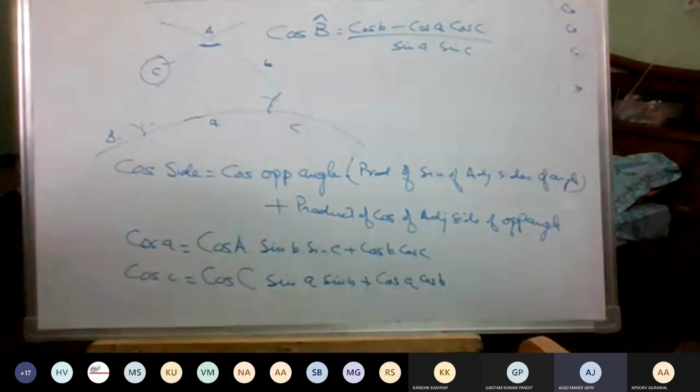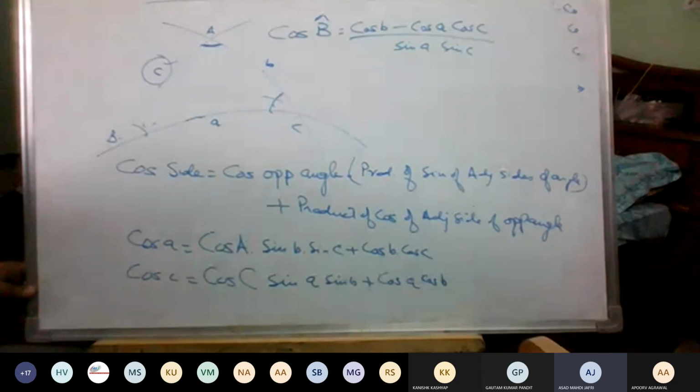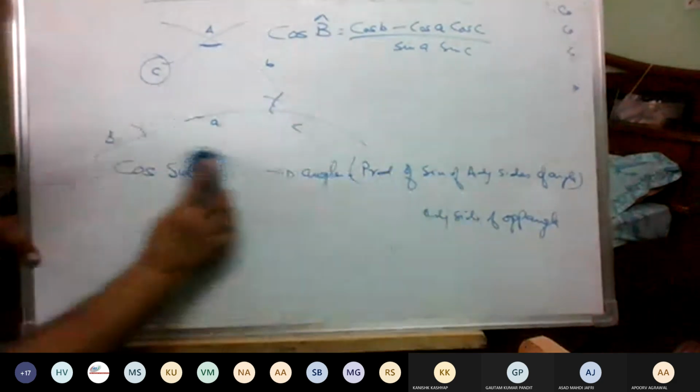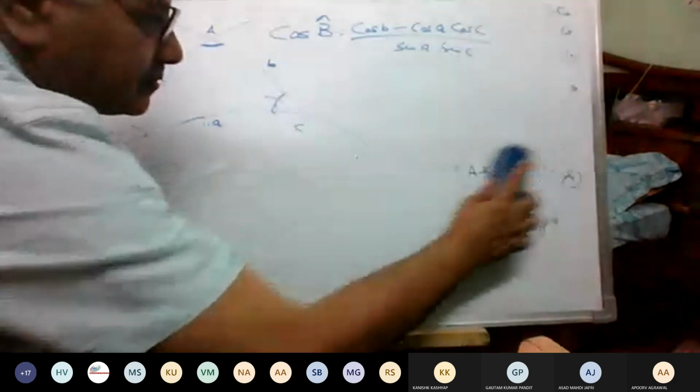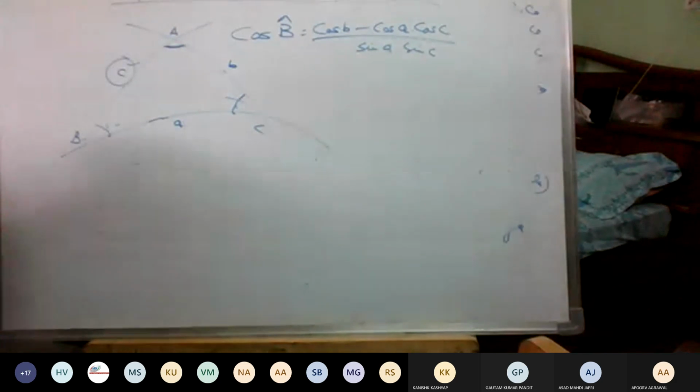सर जो आपने फॉर्मूला लिखा है उसमें प्रोडक्ट ऑफ कॉस ऑफ एनी साइड ऑफ अपोजिट एंगल. हाँ, लेट मी गो बैक अगेन, इसमें मिटाता हूँ. Okay. देखो हमारा फार्मूला ये है, हमारा कोसाइन फार्मूला क्या है? कोसाइन फार्मूला क्या है?